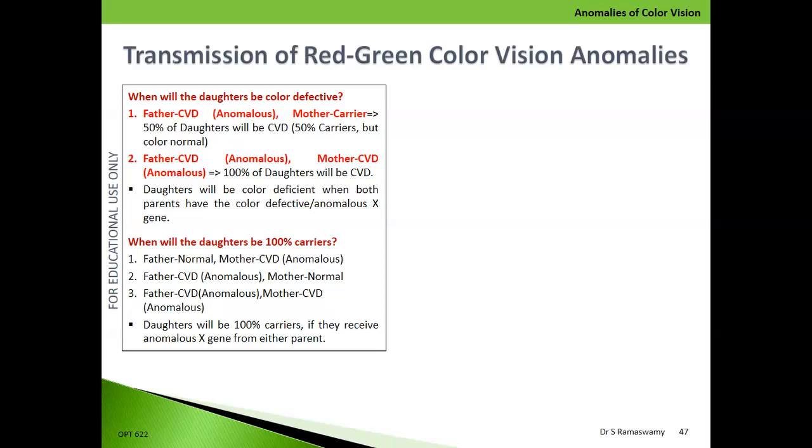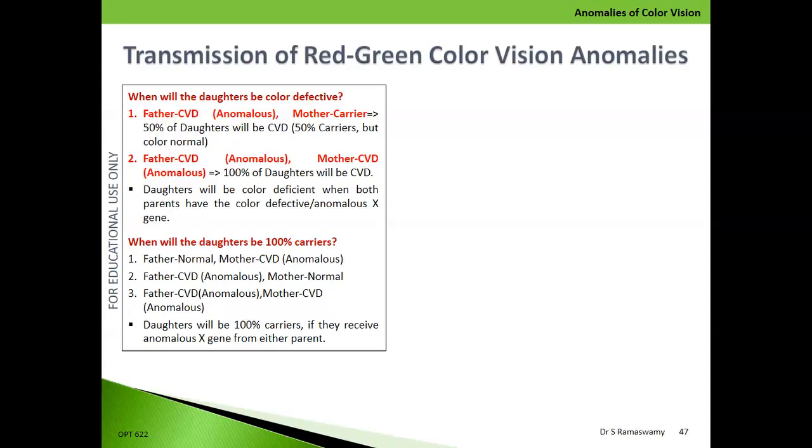So if they receive the anomalous X gene from both the parents, then that particular daughter will be colorblind. Otherwise, it's very, very rare that a female would be colorblind unless she inherits the anomalous gene from both the parents.